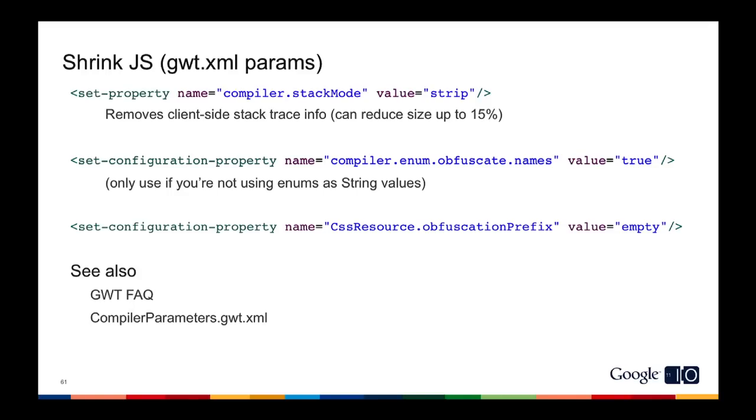CSS resource obfuscation prefix is another thing you can do to shorten up the names when you're using client bundle and CSS resources. There are a couple of resources listed here you can look at: the GWT FAQ on our documentation site, as well as the file that's part of the GWT distribution, CompilerParameters.gwt.xml, which has even more parameters. These are the main ones that affect size and speed, though.